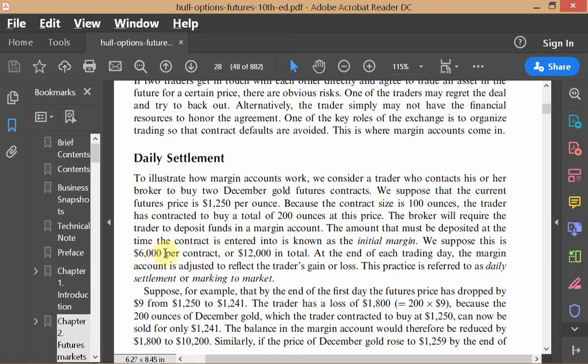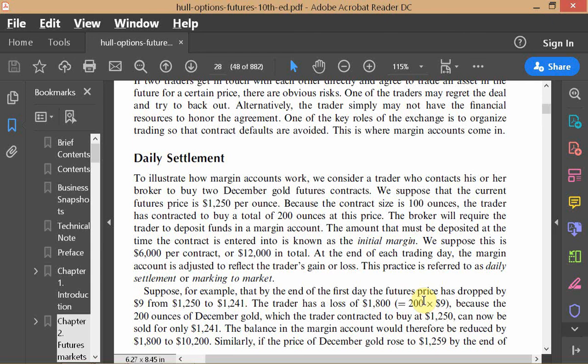Alright, so let's say the margin is $6,000 per contract. So you buy two contracts, you have to put up $12,000. Say you have bought, I think he's assuming here that you bought it at $12.50 per ounce, and then the price has dropped to $12.41. So the trader has a loss of this much.